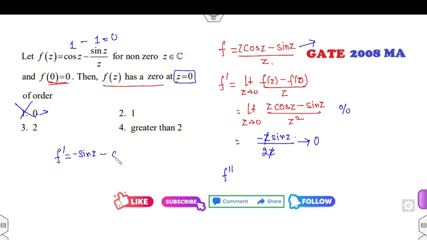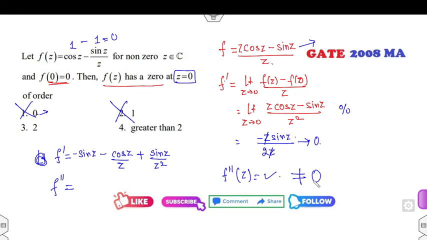Minus sin z minus cos z over z plus sin z over z square. Now this is my first derivative. Can you find the second derivative? Fine. So if the first derivative is also 0, that means order 1 is not possible. I will give you the exercise. You can find the second derivative and you will see this will not be 0. Once the second derivative is not 0, that means C is my right answer of this problem.